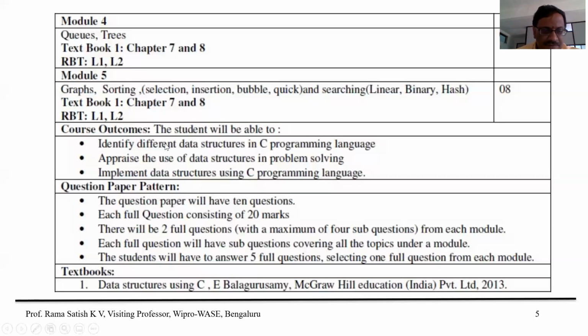And remember, you have to use this textbook. The textbook is Data Structure Using C by E. Balaguruswamy, 2013 edition. Remember, chapters 1, 2, 3, 4, 5, 6, 7, 8, 8 chapters. So today itself, go to the nearest bookshop.